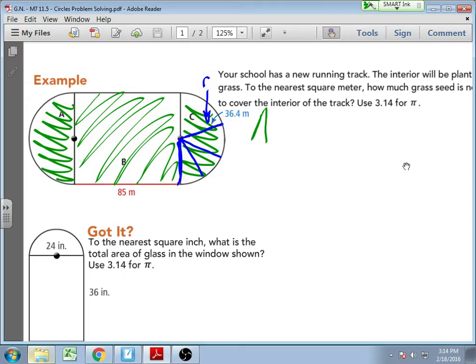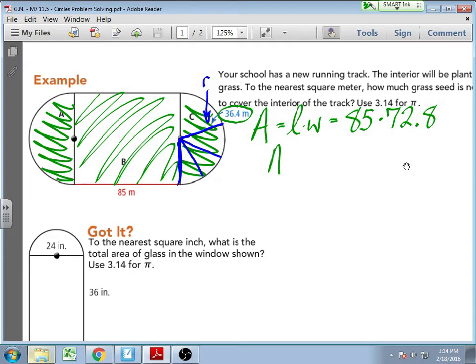So our area is going to be the length times the width. I know that the length is 85, but how do I find the width? I take this radius and double it. So 36.4 doubled is going to be 72.8.